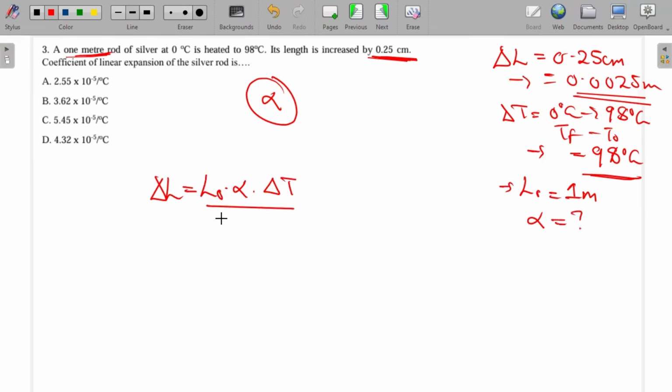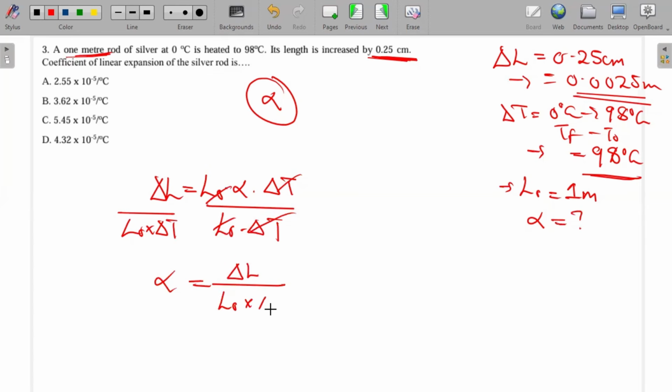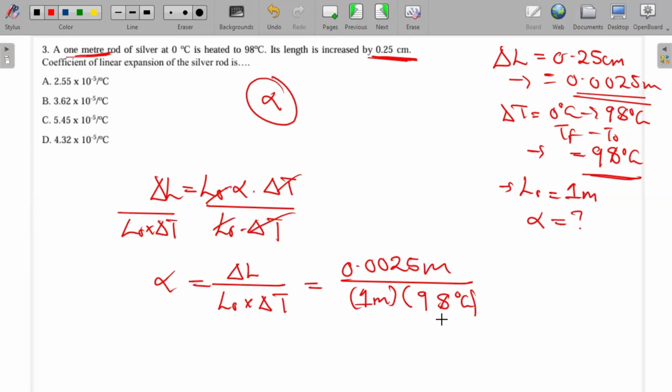So I'll divide both sides of the equation by initial length multiplied by delta T, like that. So that and that will cancel out from my equation. That means my alpha will be equal to the change in length over initial length multiplied by delta T. This is going to give me the change in length, which is 0.0025 meters, divided by the initial length, which is 1 meter, multiplied by the change in temperature, which is 98 degrees Celsius.